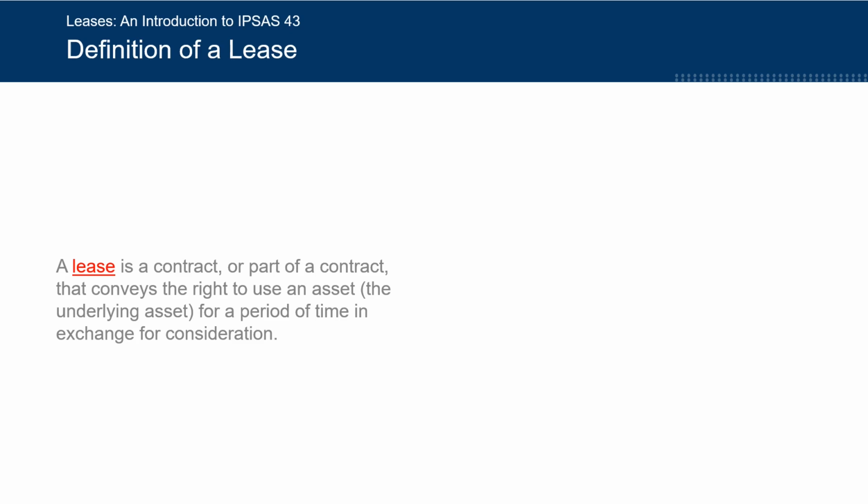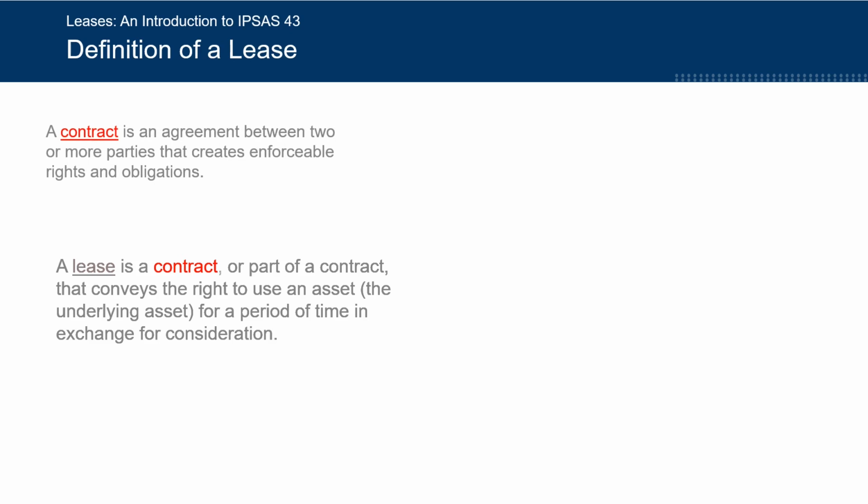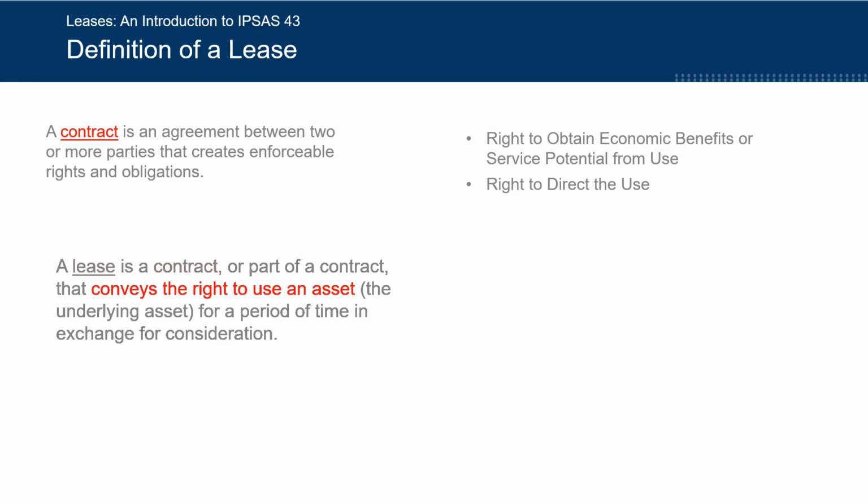A contract is defined as follows. A contract is an agreement between two or more parties that creates enforceable rights and obligations. The right to use an asset encompasses the right to obtain economic benefits from use and the right to direct the use. The second definition is on the lease term.